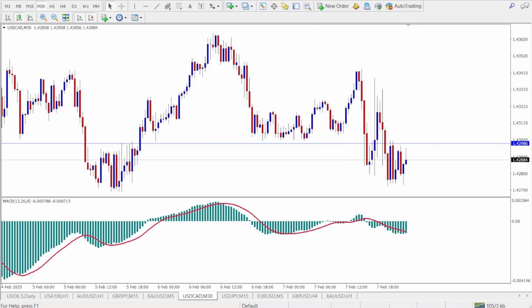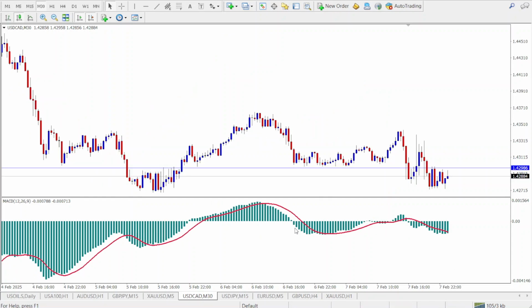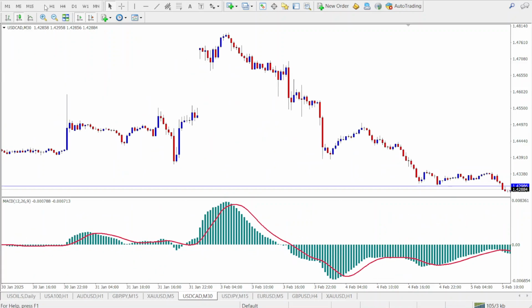Now, let's just get into the step-by-step MACD trading strategy. Okay, the first step is to identify the trend. All right, identify the trend. That is the first step. Before taking any trade, always determine the overall trend direction.